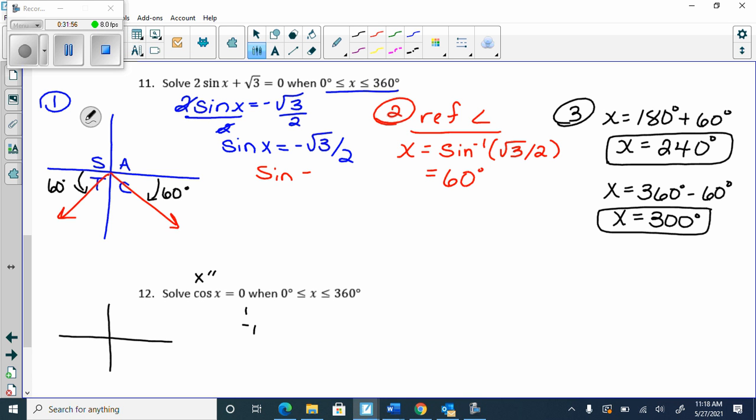So I want where x equals 0. Where is x equal to 0? Right here and right here. So x equals 90 and 270. That was a trick.